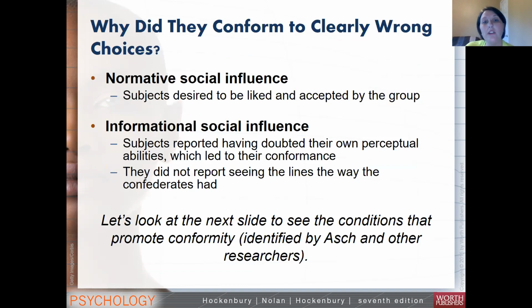Another one is informational social influence. So maybe they're not sure they heard the directions right. Maybe they're looking at the line and thinking, well, maybe they're seeing something I'm not. And so they'll say, well, I'll just conform because I think that might be the right answer, and maybe I'm just seeing it incorrectly. So that's different from wanting to be liked and knowing what you're doing is wrong.